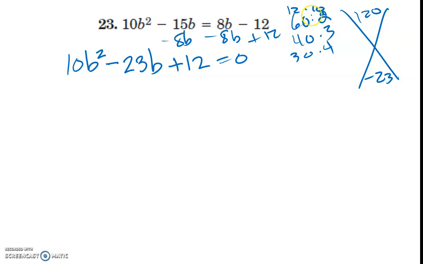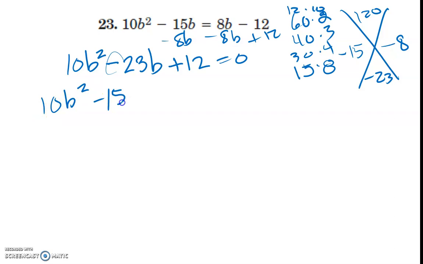Well, some other factors of 60 and 30 happen to be 15. And they happen to be 15 times 8. Now, if we look at the pattern, they're both going to be negative. So we have a 15 and an 8. 15 and 8 give me 23. So if I set this guy up, 10b squared minus 15b, and you have to be persistent sometimes.